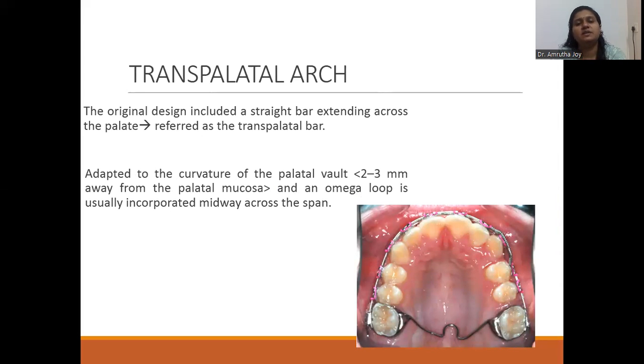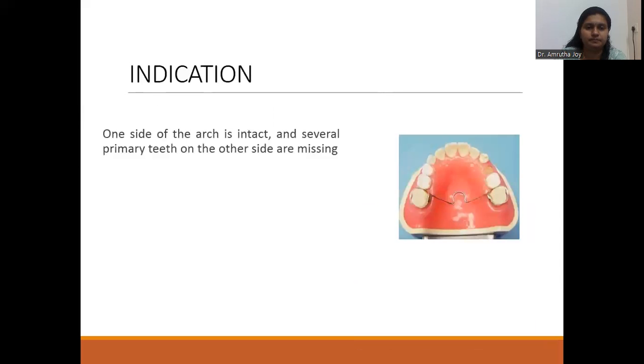Next fixed space maintainer is the transpalatal arch. It includes a straight bar extending across the palate. That's why it's known as transpalatal arch, and it is adapted to the palatal wall 2 to 3 mm away from the palatal mucosa, and an omega loop is incorporated midway across the intermolar area.